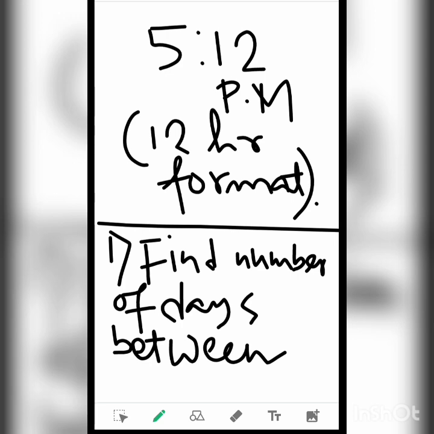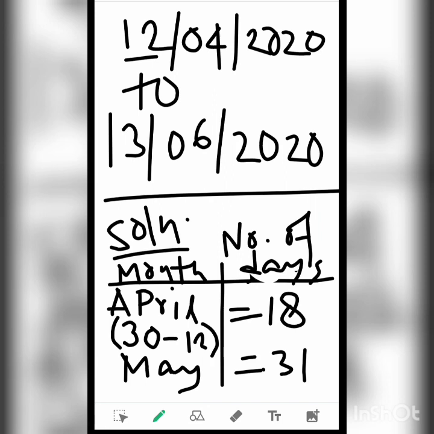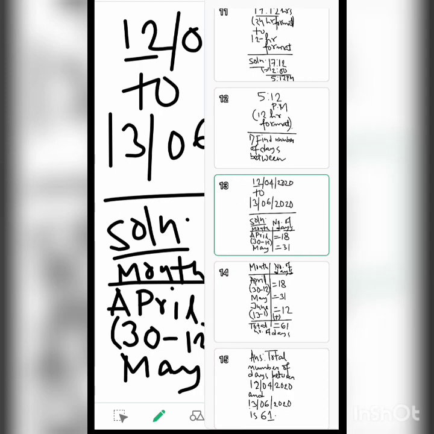Find the number of days between 12/4/2020 to 13/6/2020. See that we haven't done any calculation for leap year because we have already crossed the February month. If anybody wants to do that, they may do that. Now we'll make two separate columns, left column month, right column number of days. For the month of April there are 30 days in total, but we have already started from 12. So from 30 we'll subtract 12 and get 18. For the month of May there are 31 days.